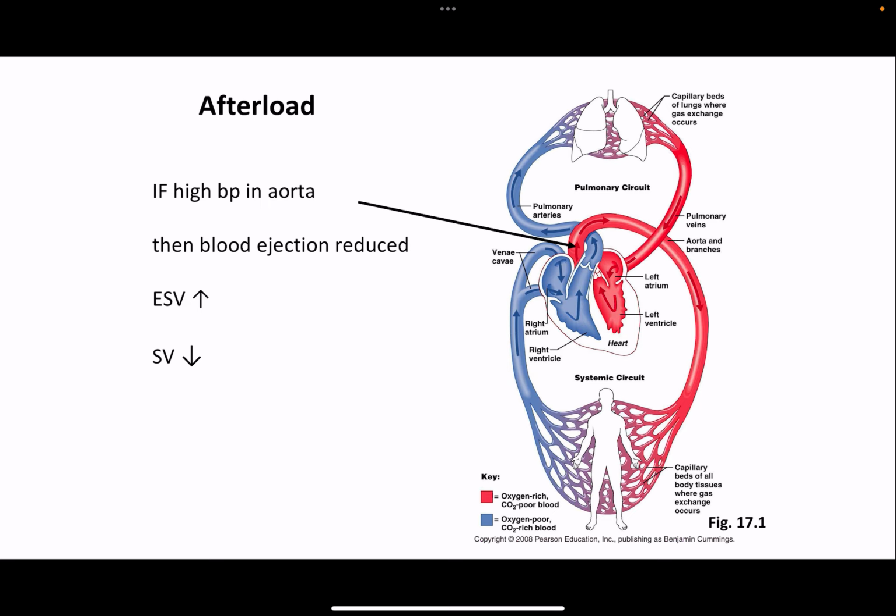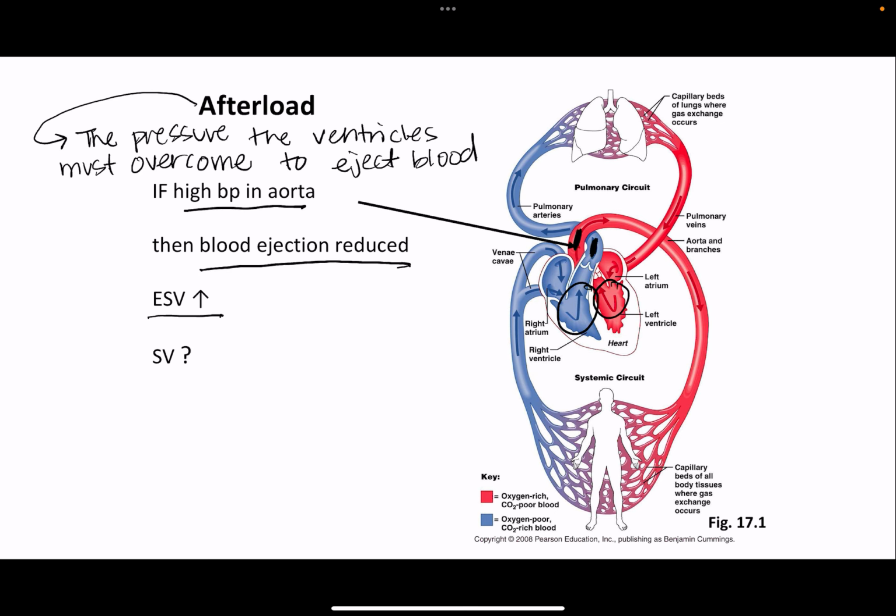So any questions about that? It's basically the amount of pressure that the ventricles have to exert in order to force those semilunar valves open. And if the aorta has too high of a pressure, it's going to have a harder time opening those valves. The leftover volume, the ESV, is going to increase, which decreases our stroke volume.